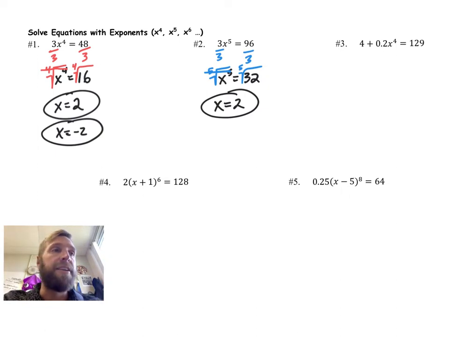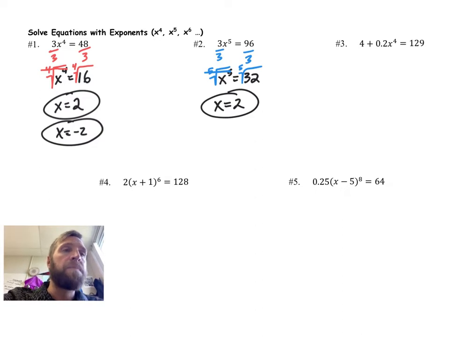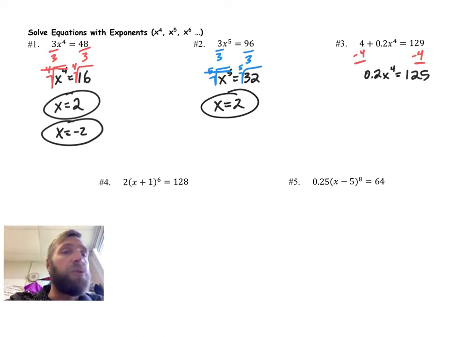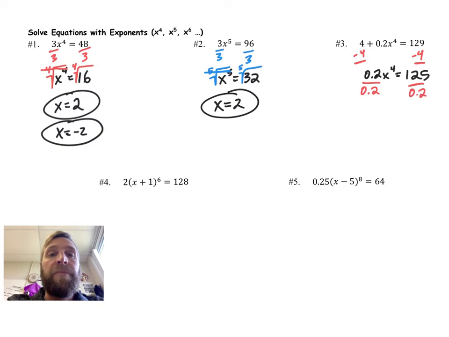So we're going to dig into that a little bit more, and we see that number 3 starts to get a little more complex, but we're still just going to undo. So we subtract 4. Cool. That gives us a decimal, 0.2 x to the 4th, and that is equal to 125. At this point, we're going to divide by that 0.2. We're just getting rid of all that extra junk and trying to get that x by itself. Cool, we are really close to getting that x by itself.